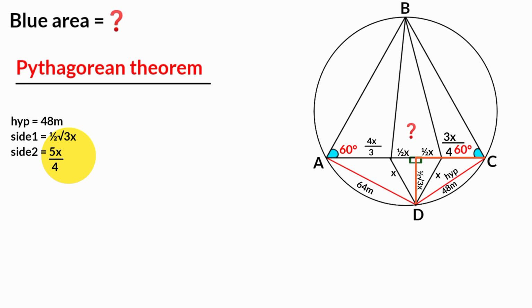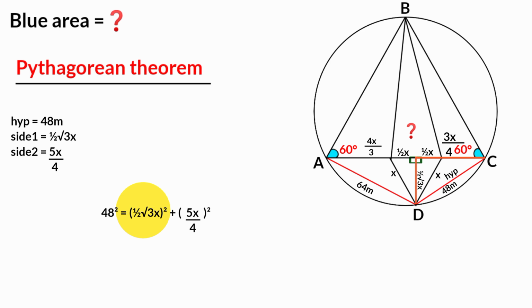Now by Pythagoras, we know the square of this 48 meters must be equal to the sum of the squares of this and this. So 48 squared equal to 1 over 2 root 3x all squared plus 5x over 4 all squared.